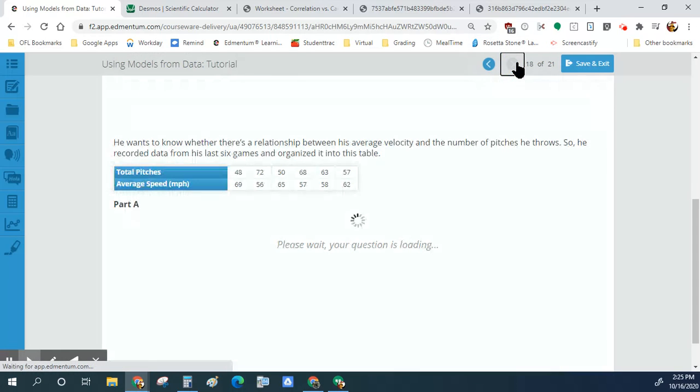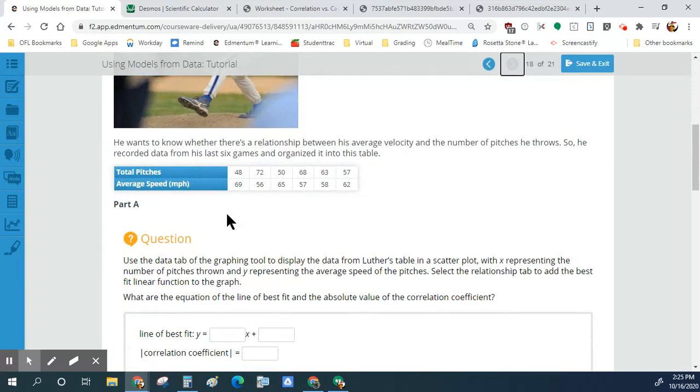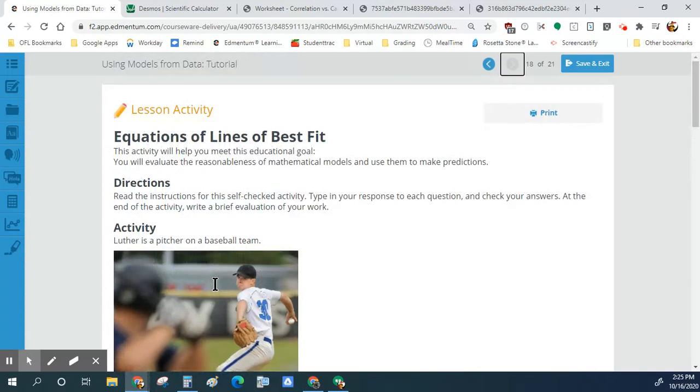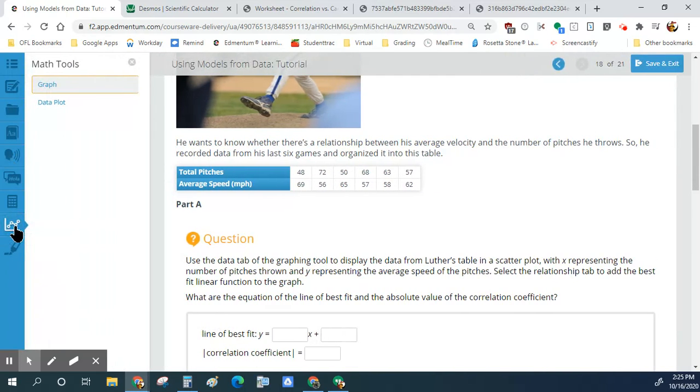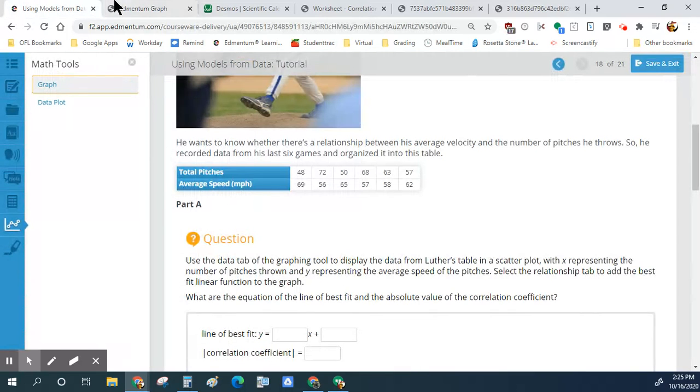So let's take a look at equations for lines of best fit. Here's a new one. Again, we have to figure out these correlation maps. In order to do that, we're going to open up our tool, go to graph, and input our data.